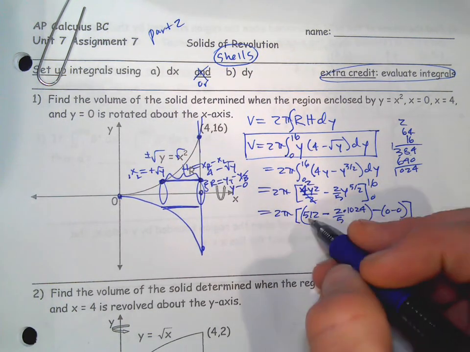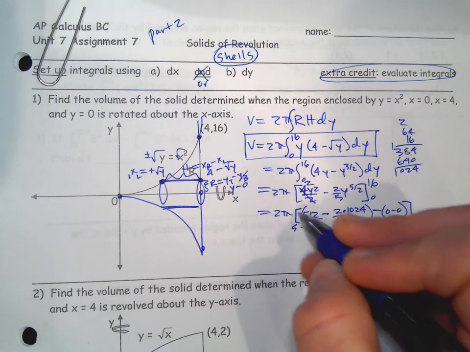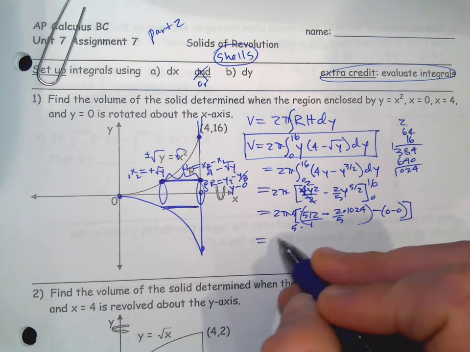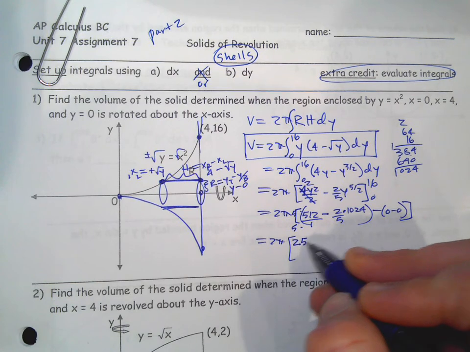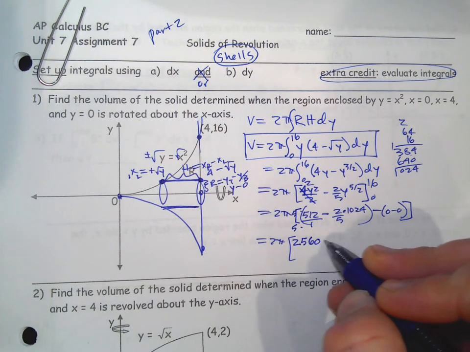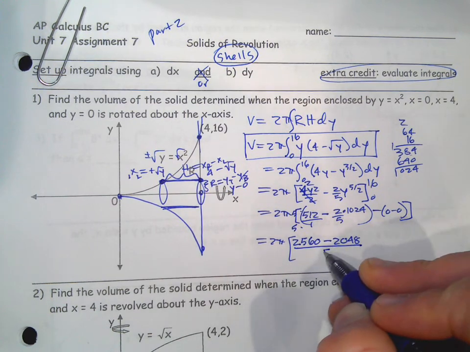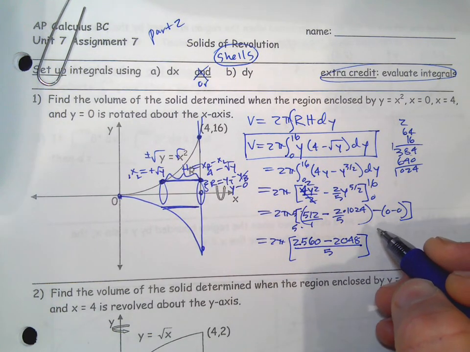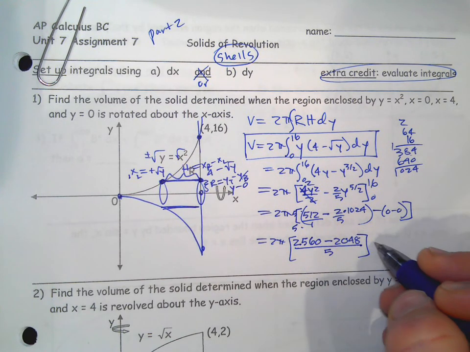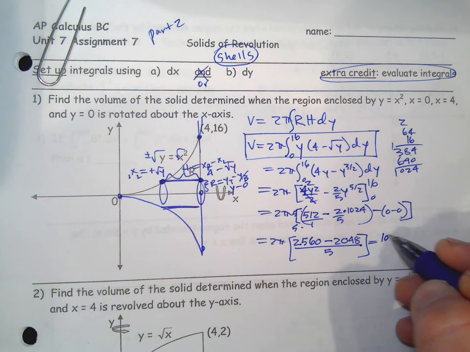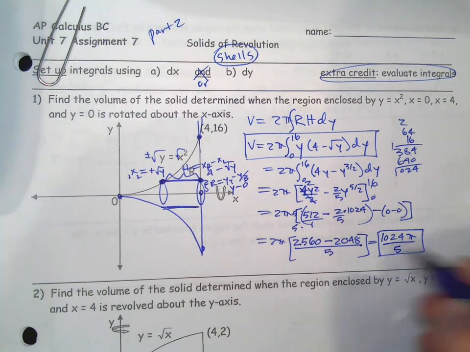So least common denominator would be 5, right? So multiply top and bottom by 5. So we have 2 pi, 2,560 minus 2,048. It's actually not going to be too bad. So that's going to be 512. So 1024 pi over 5 is your final answer.